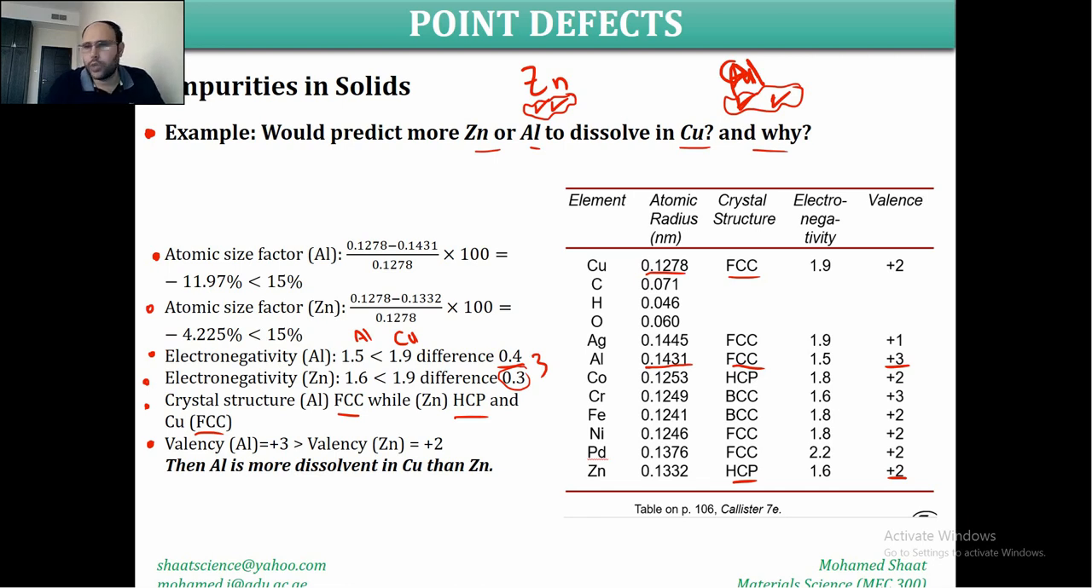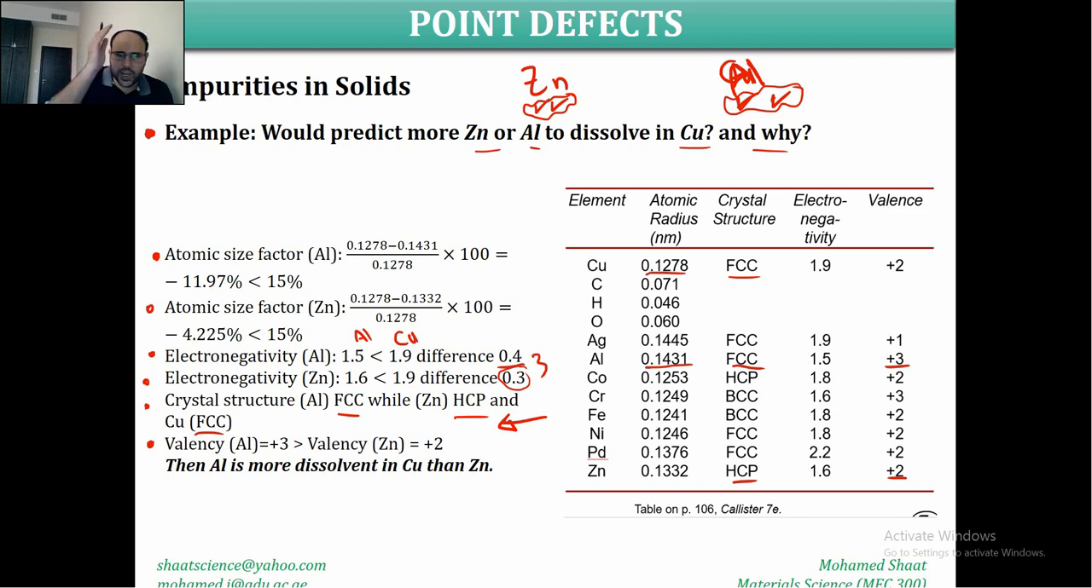So the question is, which one will dissolve more into the copper? The aluminum. Why? Because the crystal structure is a big deal. As you can see, zinc is better according to the atomic radius and the electronegativity, but aluminum is better according to the crystal structure and the valence. The crystal structure is a big deal. So if it is even, you can judge based on the crystal structure, as long as the difference in the crystal structure is huge.